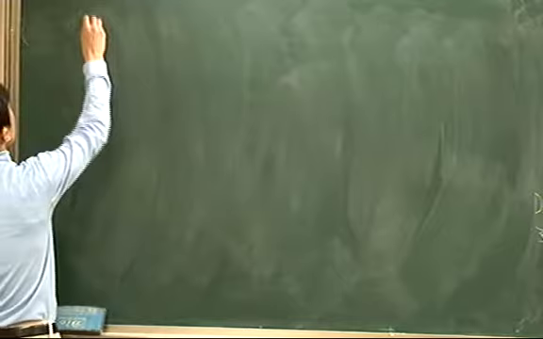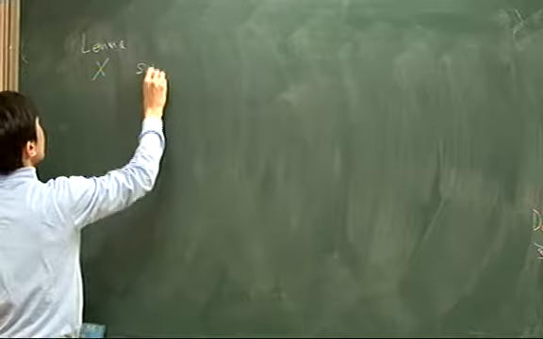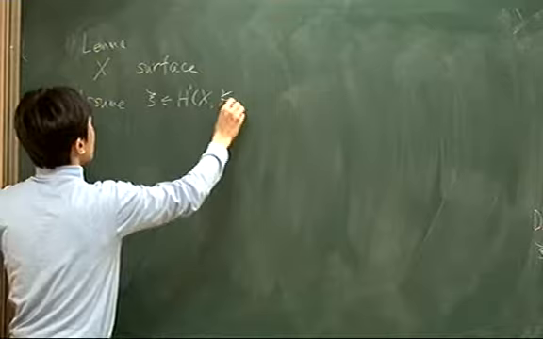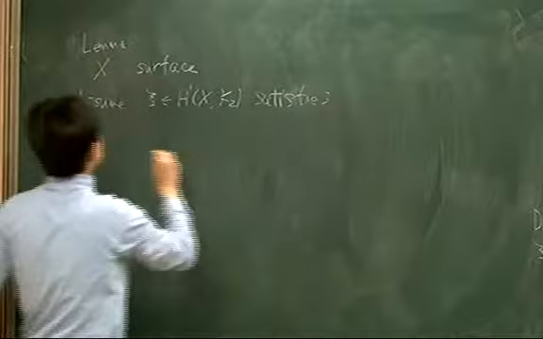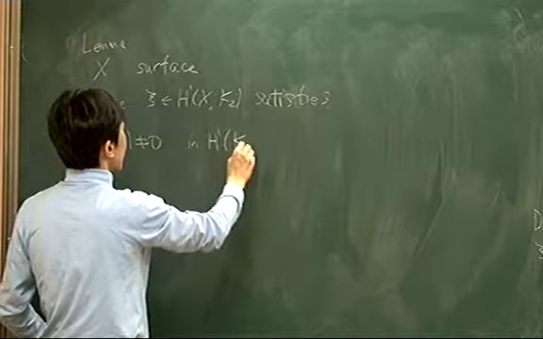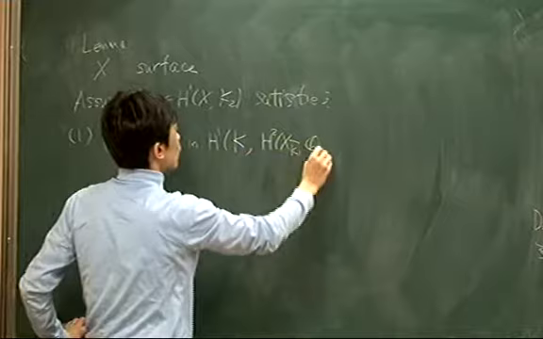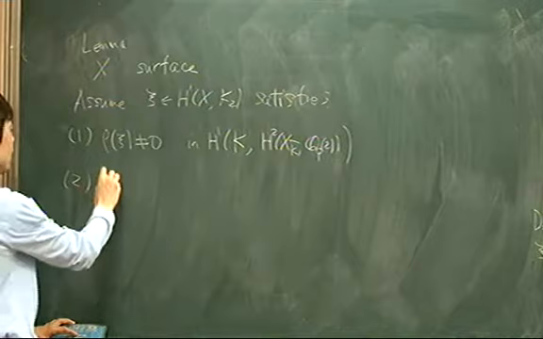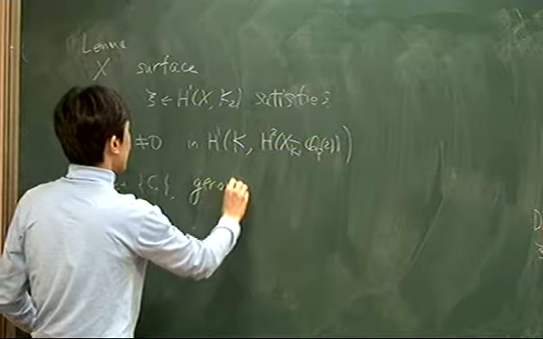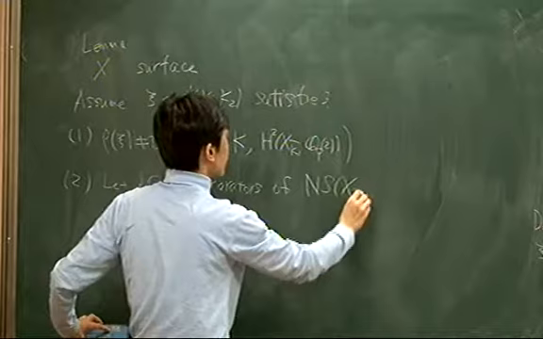So before finishing the introduction, I state a simple elementary lemma. X is a surface, and assume that an element C of H1K2 satisfies the following conditions. The first one is that log C does not vanish in H2 of X K bar, Q_p(2). And the second, let C_i be generators of the Néron-Severi group of X K bar.